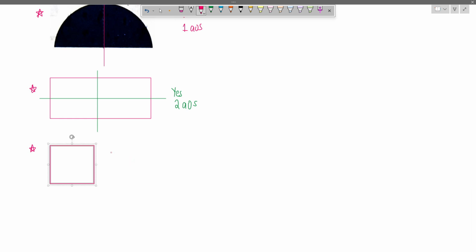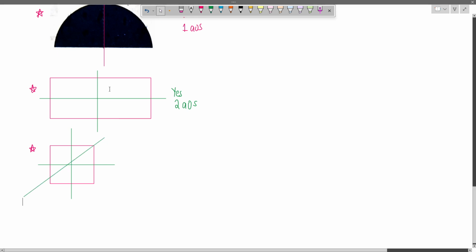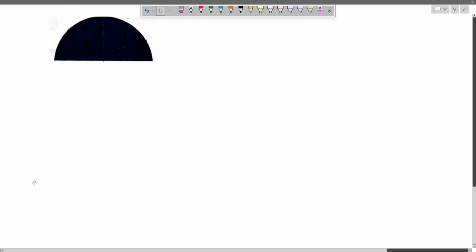So it has a vertical axis of symmetry, horizontal axis of symmetry. This one, since this is a square, all the sides will be congruent with the same angle, which is 90 degrees.